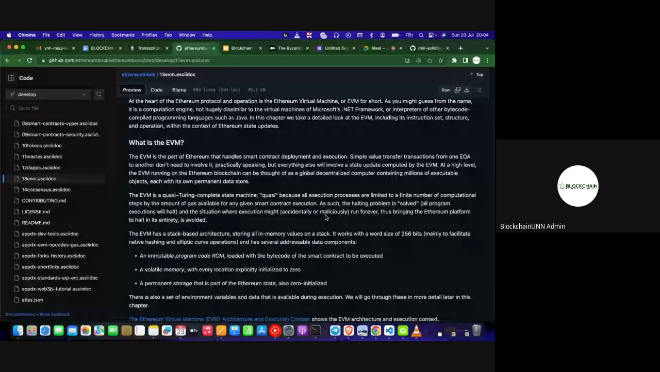So when we say EVM is a quasi-Turing complete machine, what we essentially mean is that EVM is a state machine that can carry out any computation, but with a limited or finite number of computational steps. I don't know if you understand that.